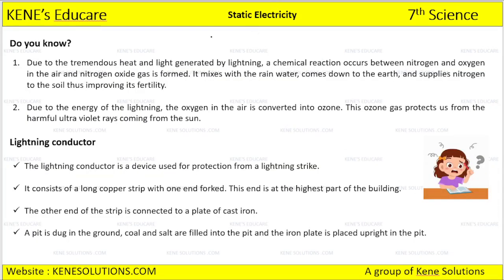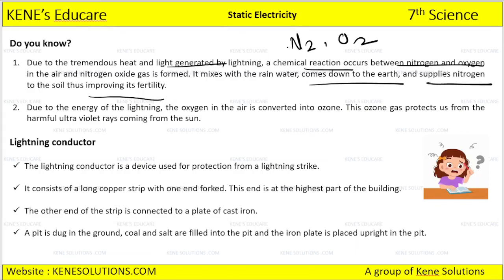Now, do you know, due to the tremendous heat and the light generated by lightning, a chemical reaction occurs between nitrogen and oxygen. तो जब भी ट्रिमेंडस हीट की वजह से लाइट की वजह से जो एयर में नाइट्रोजन है एंड ऑक्सीजन है उनमें रिएक्शन होती है, ओके, and the oxides are formed. And these oxides get mixed with the rainwater, come down to the earth, and simply supply the nitrogen to the soil and improve its fertility. तो जब भी लाइटनिंग होती है, जब भी थंडर होता है, at that time नाइट्रोजन एंड ऑक्सीजन के बीच रिएक्शन होती है, there is a formation of nitrogen oxide gas that comes along with the rainwater and gets mixed with the soil, and there is an improvement in the fertility of the soil.